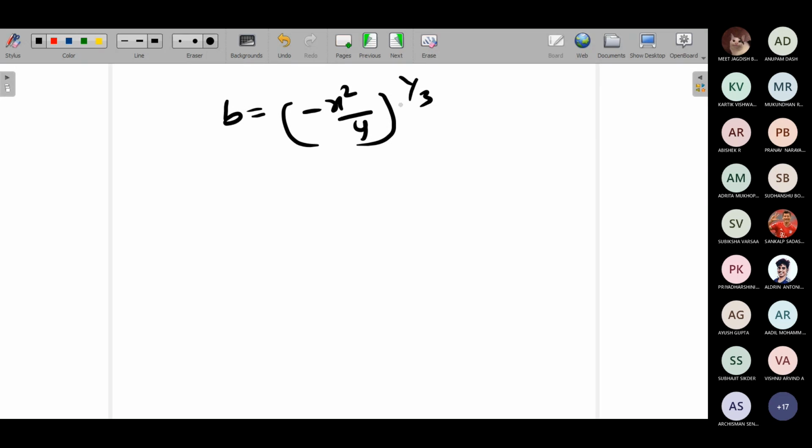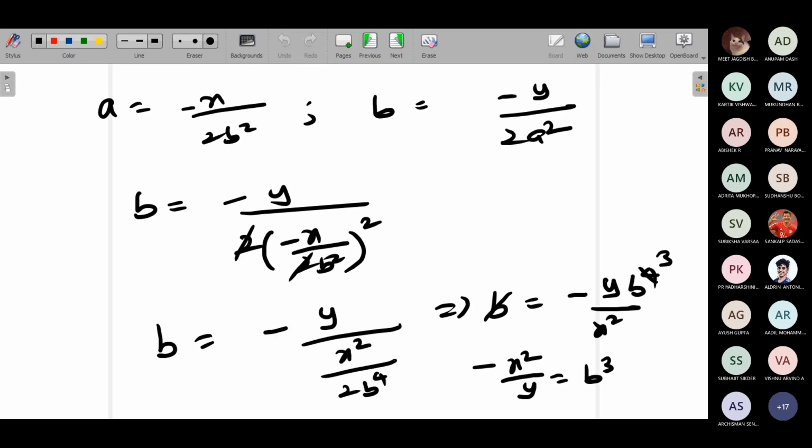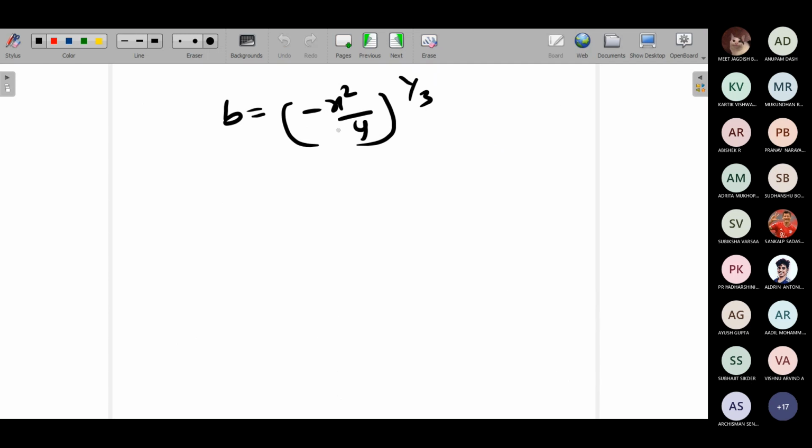Ma'am, you forgot the 2, ma'am. Where did I leave the 2? Yes, 2 is there. Just take it with y, ma'am. It is coming correctly, minus x square by 2y, whole power 1 by 3. So you can take that minus sign outside and keep. Now you've got the value of a and b. Substitute it in z and tell me the final value.